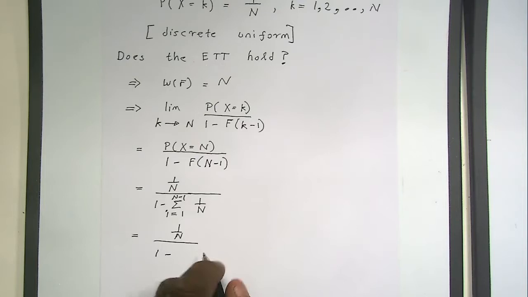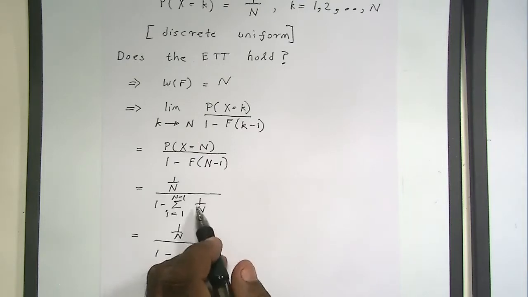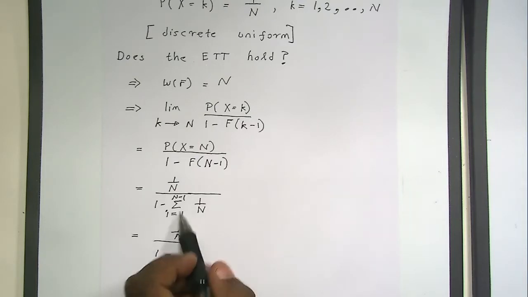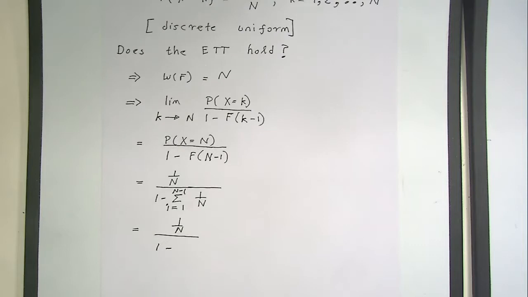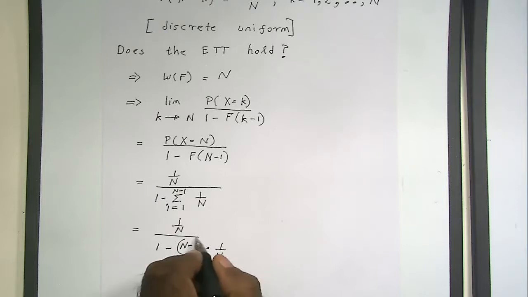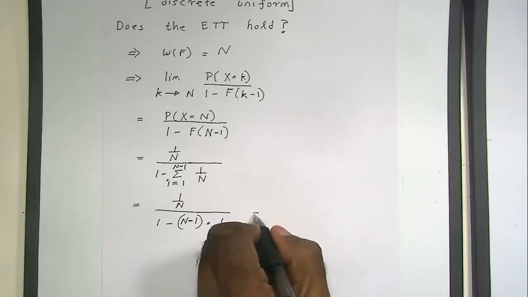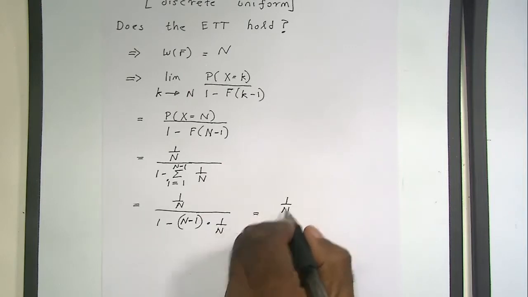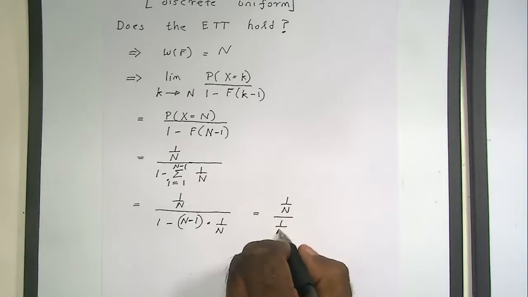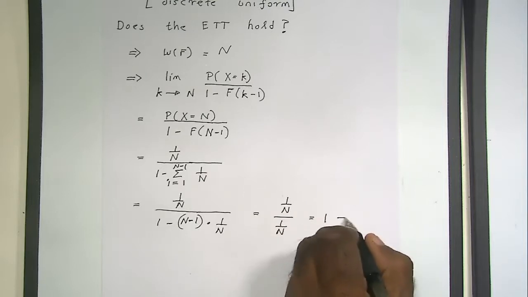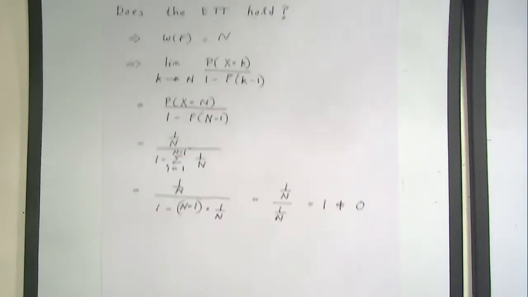Talk to me, guys. This is a constant, right? So you're summing a constant from 1 to n minus 1. So that will give you n minus 1. Yeah? Is that right? And this is 1 over m divided by 1 over n, which is 1, which is not equal to 0.